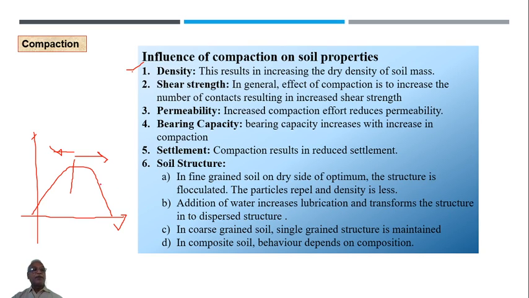Because of that, particles come closer, right? And then in coarse grained soil, the single grain structure is maintained, whereas in composite soil, behavior depends upon composition. So there are 6 properties, and you should be able to make a comment on each of these properties.